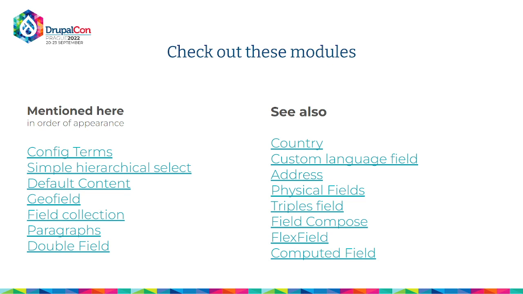The address module by the Commerce Guys, which again is a multi-property field type, and it follows an address standard that escapes my mind right now. Physical fields, which includes units and unit conversion. And then, of course, because double field wouldn't do, triple field, someone did. And there are a couple of other solutions that are popping up on my radar, like Field Compose and Flex Field. We've also used Computed Field for a few cases in the past.